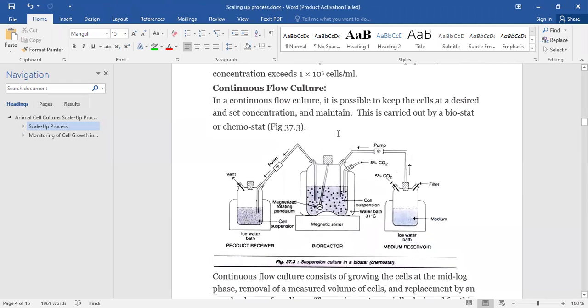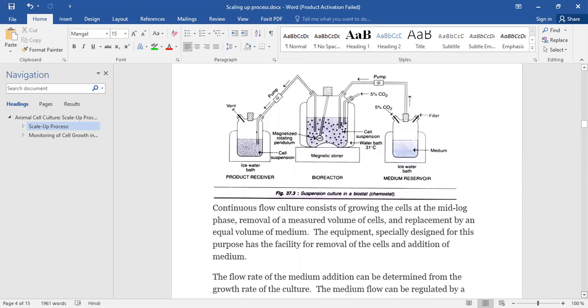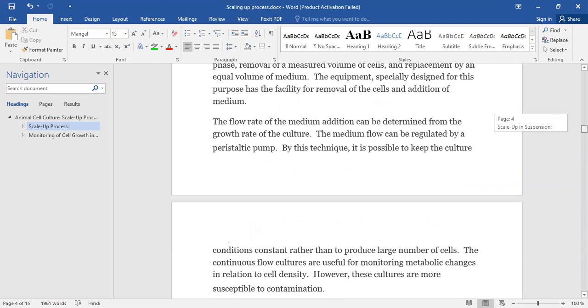And the continuous flow culture is also there, in which, on a regular basis, we inoculate the culture media as well as the cells, and at the same time we take out some part of the media and some part of the products. So in the continuous flow culture, the continuous flow of the culture media as well as the oxygen supply and some filtration methods are applied, so that the culture will move on a regular basis and no waste products will be deposited.